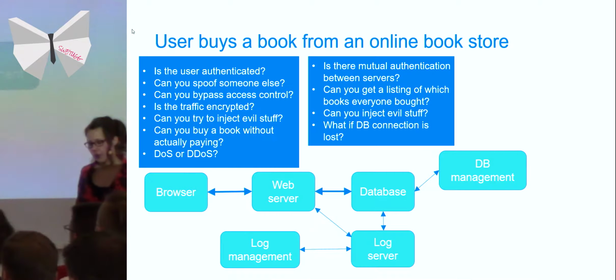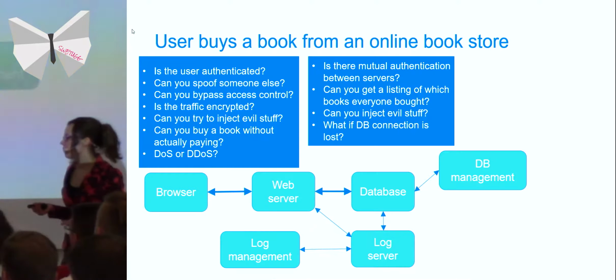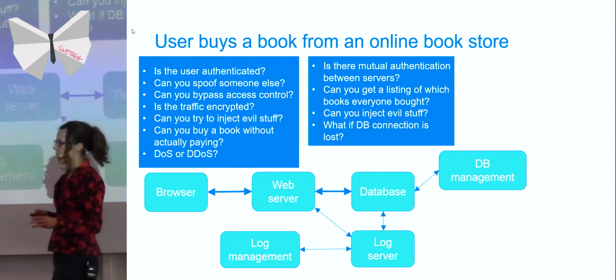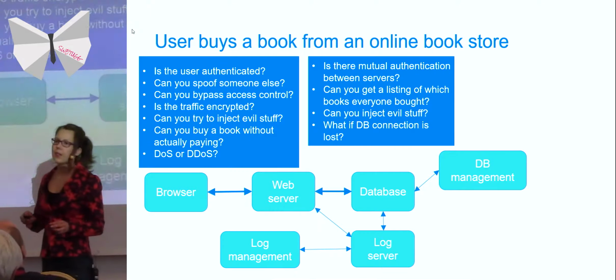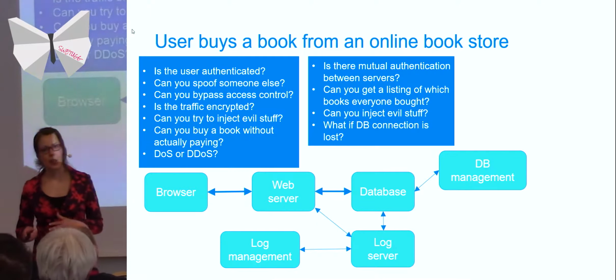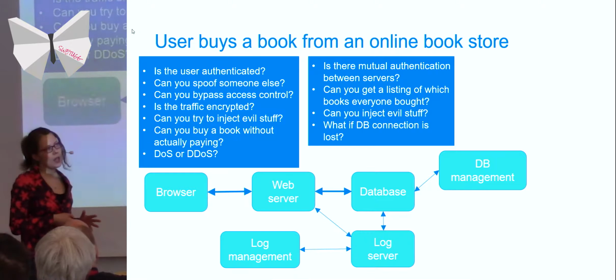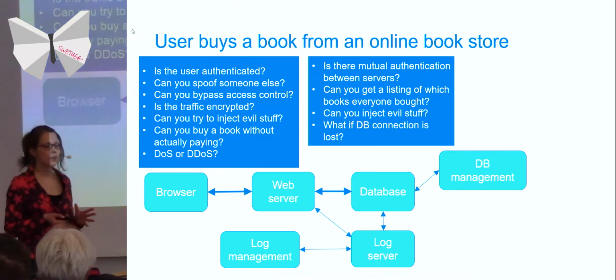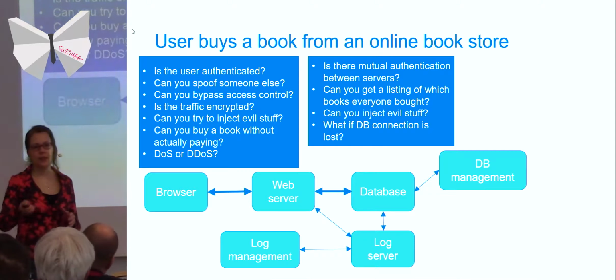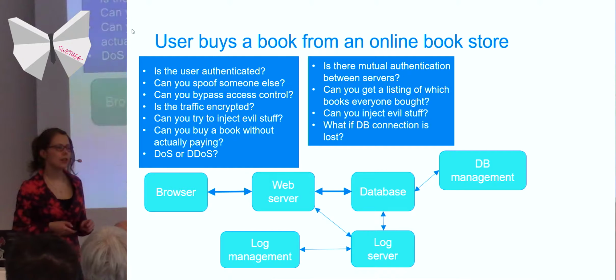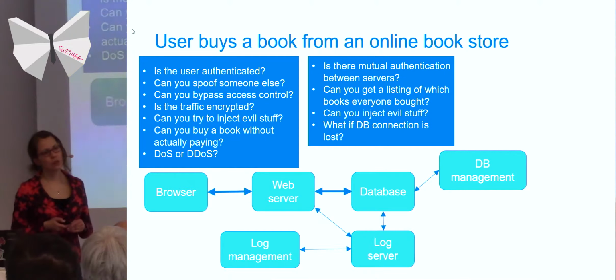Then probably the web server fetches something from a database. Again, is there mutual authentication between the servers? That could be important if there are other servers in the same LAN segment, and if there's a breach in one of them, maybe the web server, they could access the other systems without extra authentication, without knowing any credentials if there's no such check.